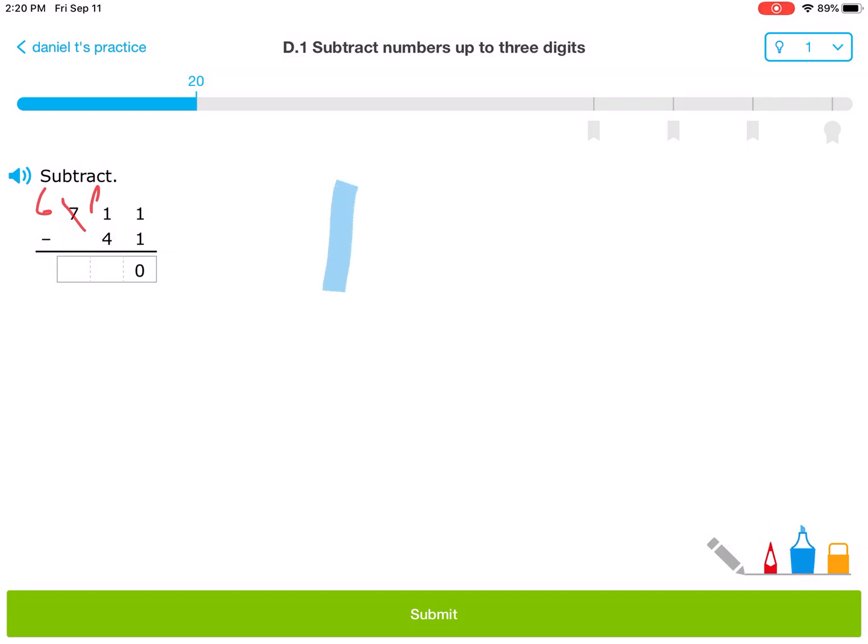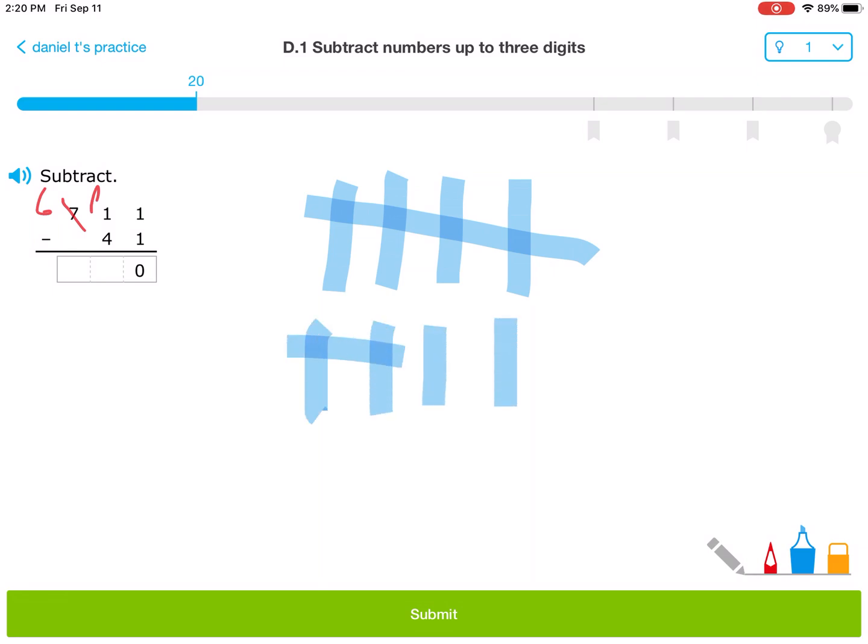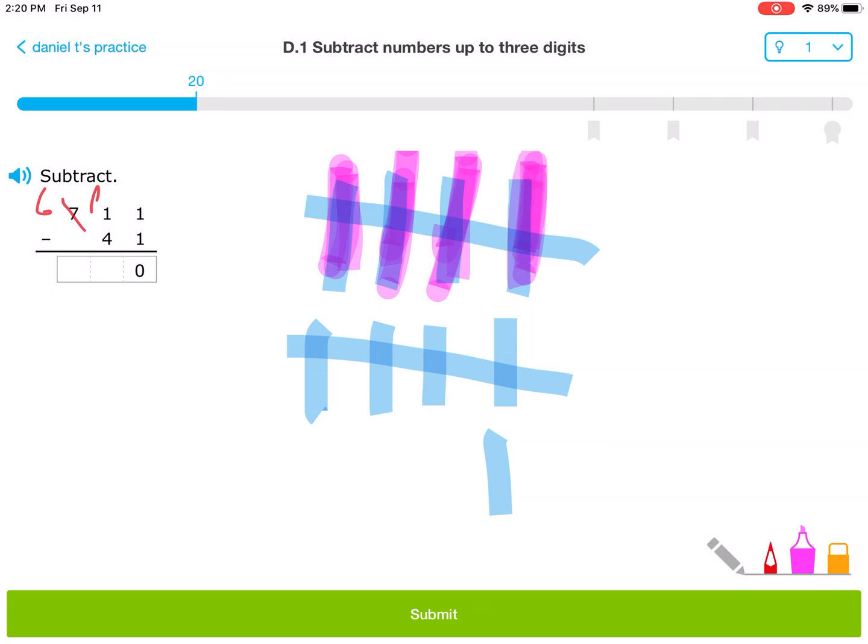So now I'm going to go 1, 2, 3, 4, 5, 6, 7, 8, 9, 10, 11. And now I'm going to erase 4 things. So I'm going to take away 1, 2, 3, 4. And what do I have left? Well, I have 1, 2, 3, 4, 5, 6, 7. I've got 7 things left.